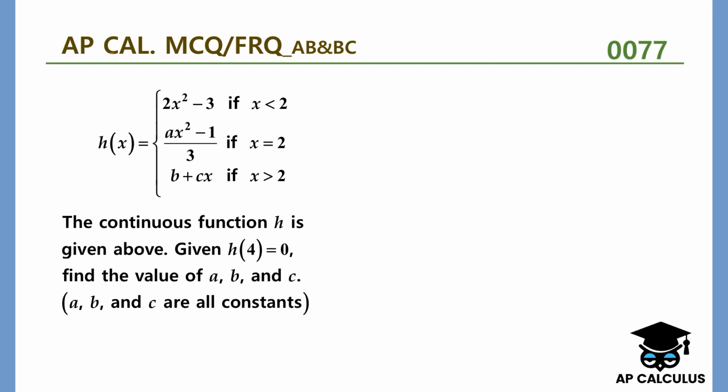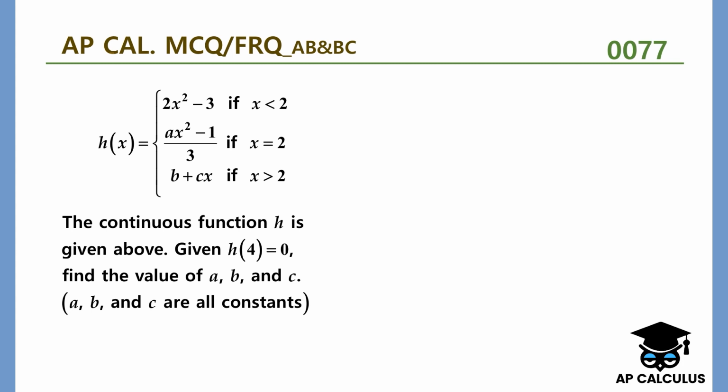Question 77. The continuous function h is given above. Given h of 4 is equal to 0, find the value of a, b, and c. Okay, the function h is continuous. That means it is continuous at x equals 2 also.